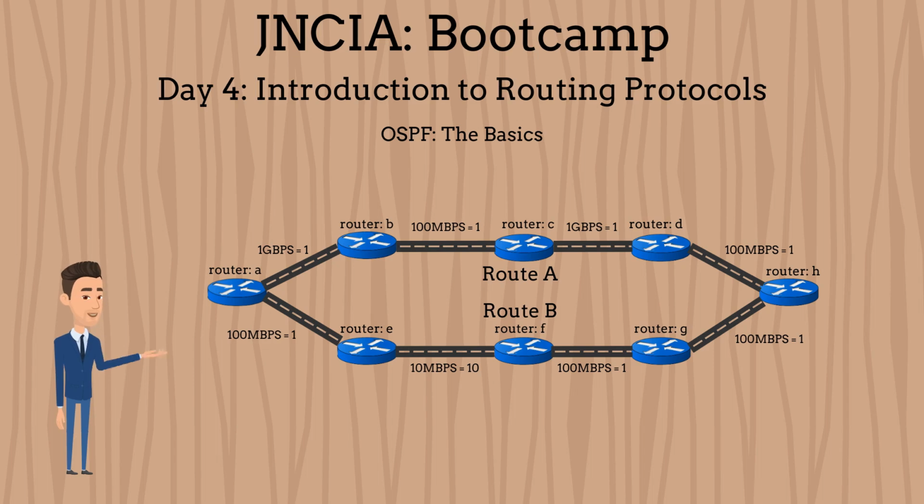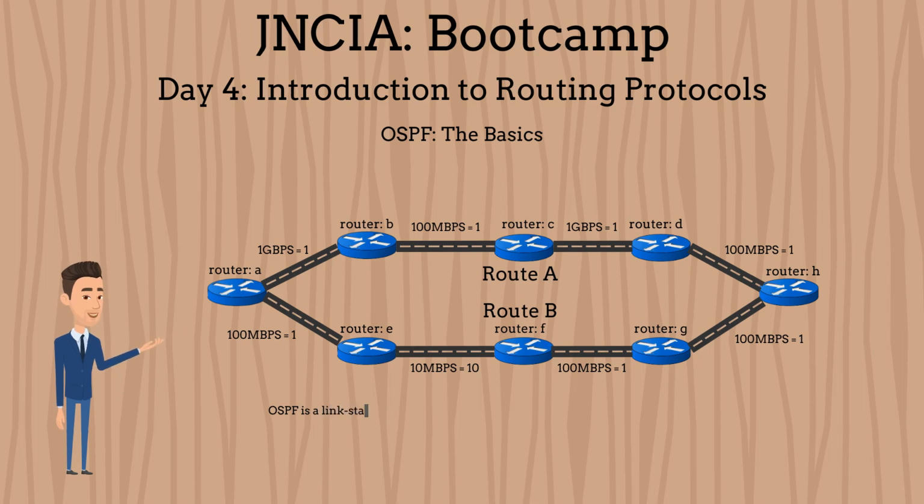If we use route B, we go from router A to router E first at a cost of 1. We then go from router E to router F at a cost of 10, giving us an overall current cost of 11. We then go from router F to router G at a cost of 1, giving us a current total cost of 12. And finally, we go from router G to router H at a cost of 1, giving us a total overall cost of 13.